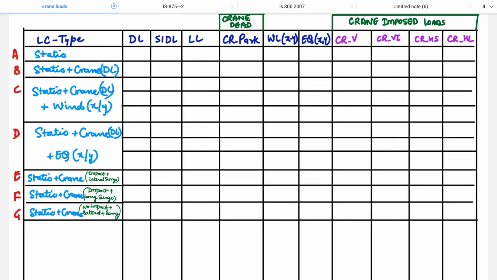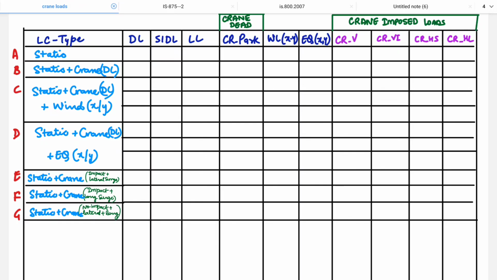So you have to place this 37.5 kilonewton load such that it will create maximum bending moment in the supporting members. Supporting members means supporting beams, girders. So this should create the maximum bending moment in the supporting arrangements. Then this is called the crane dead load, CR park. Okay, when we are considering CR park, we are assuming that the crane is not loaded, it is empty.